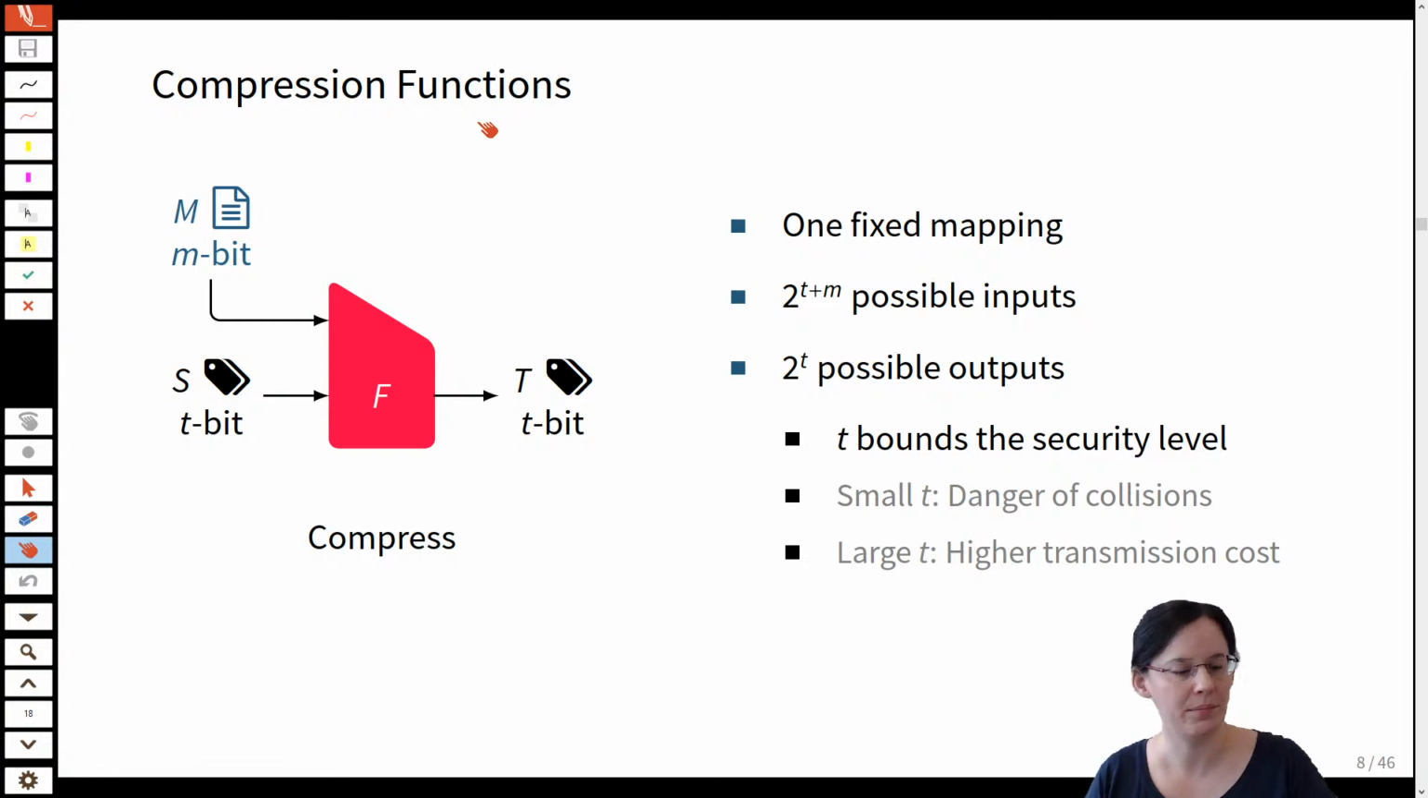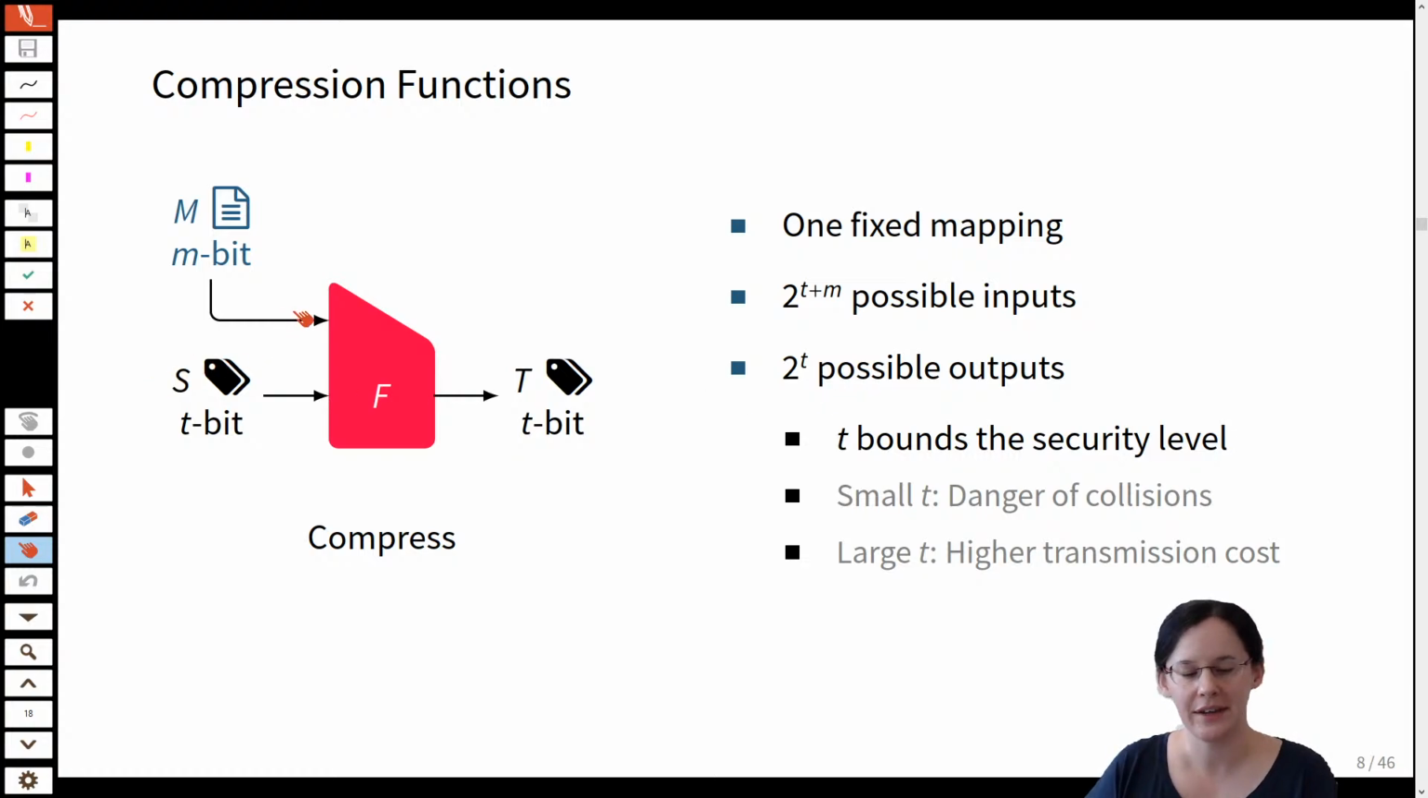Let's have a look at compression functions next. So here we also said they have a fixed input and output size, but they have different roles. So we have this state that we're updating, which is t bits large, and we have a message, which is again m bits large. And this is now one fixed mapping. So we are not really defining a family of mappings like before, but just one fixed mapping with 2^(t+m) possible inputs and 2^t possible outputs.